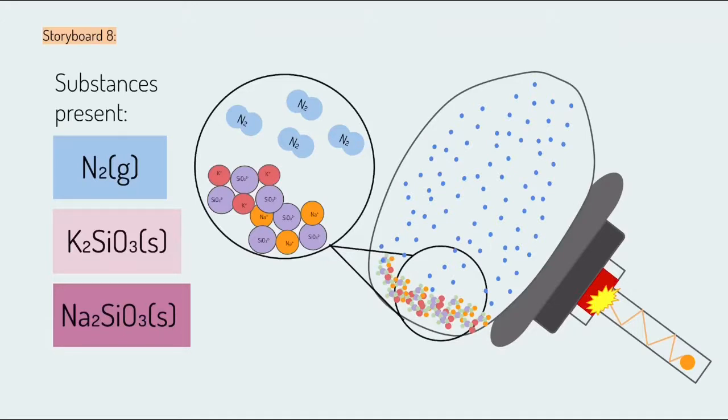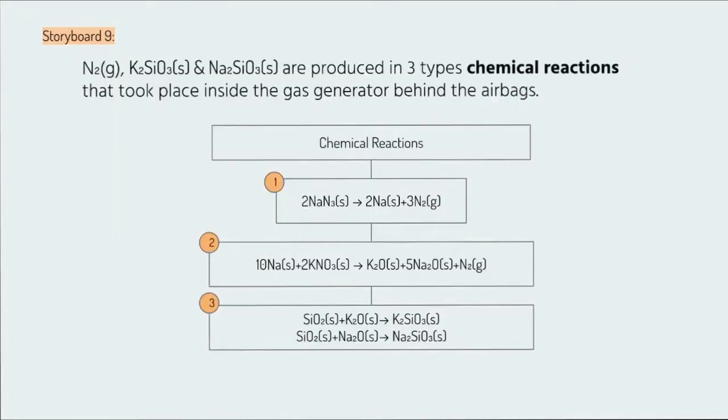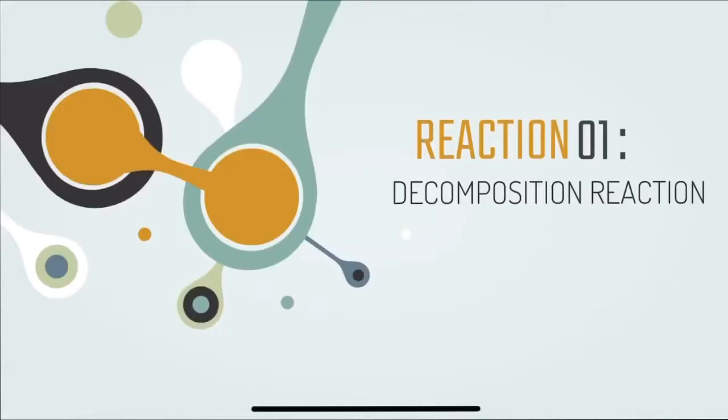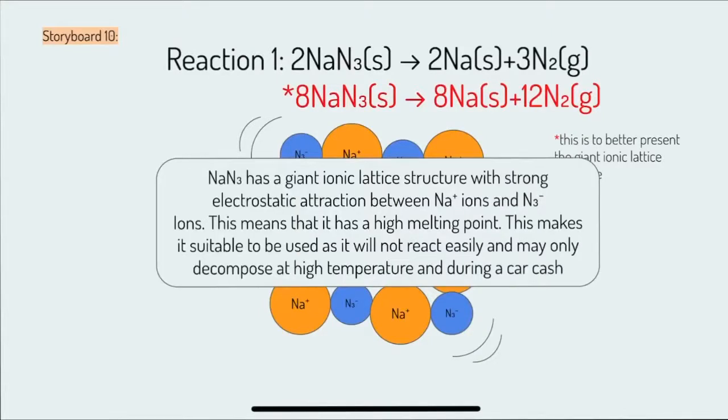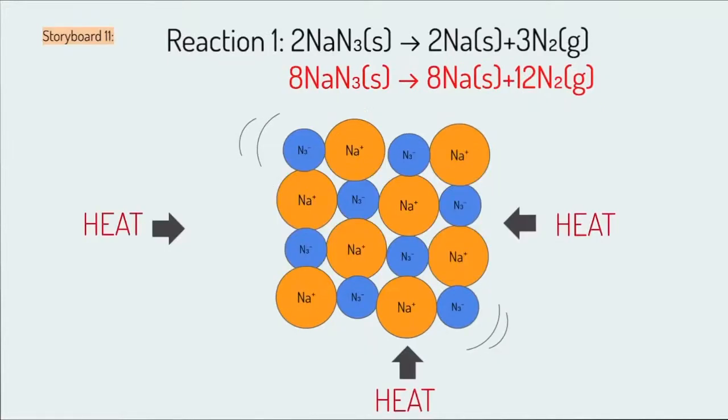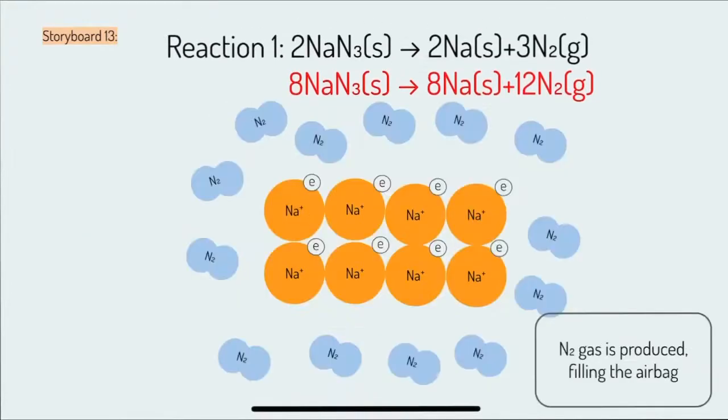Let's find out now. We will be talking about the three types of chemical reactions that take place when an airbag gets inflated. The first reaction is the decomposition of sodium azide. The chemical equation is as follows. Sodium azide has a giant ionic lattice structure, so it has a high melting point. When there is no heat supplied by the electrical circuit, the strong electrostatic forces of attraction between Na+ and N3- cannot be overcome and form nitrogen gas for the airbag to inflate. However, when the electrical circuit supplies heat, the strong electrostatic forces of attraction are overcome and nitrogen gas is released. This nitrogen gas then fills up the bag and cushions the driver to reduce injury.